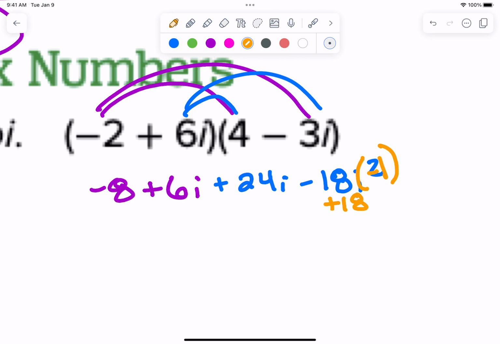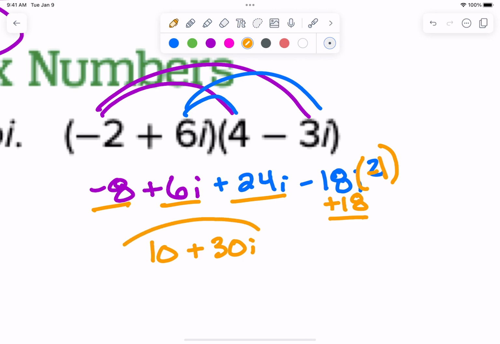Now we combine like terms. Negative 8 plus 18 is 10 plus, what's this guy? 30i. 30i, beautiful, there he is. Okay, questions? Hang on, so it's 10. You stop and I'll back up and explain.